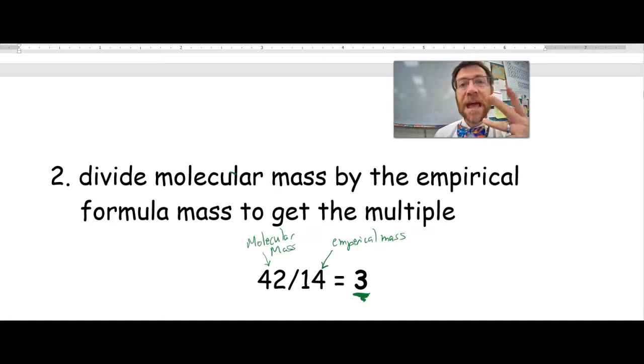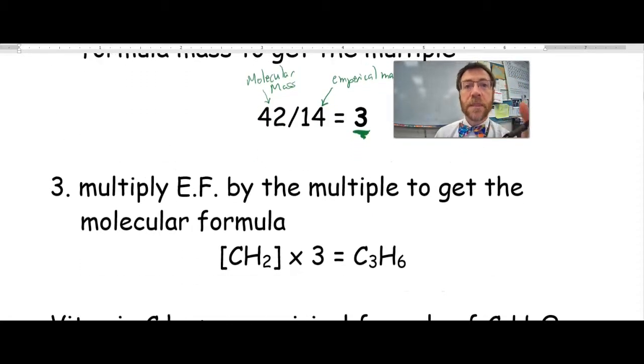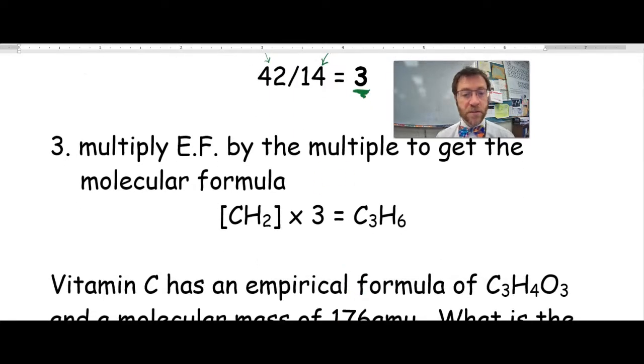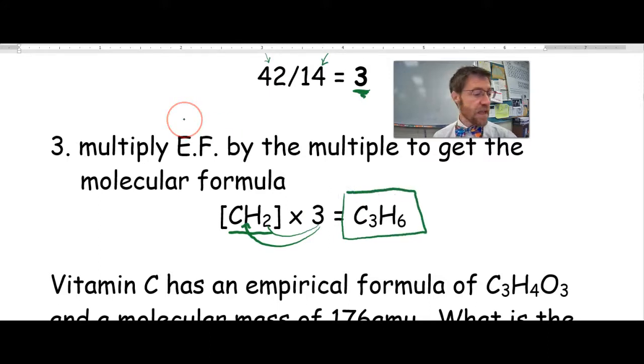Step 3, we're going to take that multiple, and we're going to distribute it through the subscripts, and then we'll have our final answer. So here's our empirical formula. We're going to distribute the 3 across all of our subscripts, and our final answer will be C3H6.